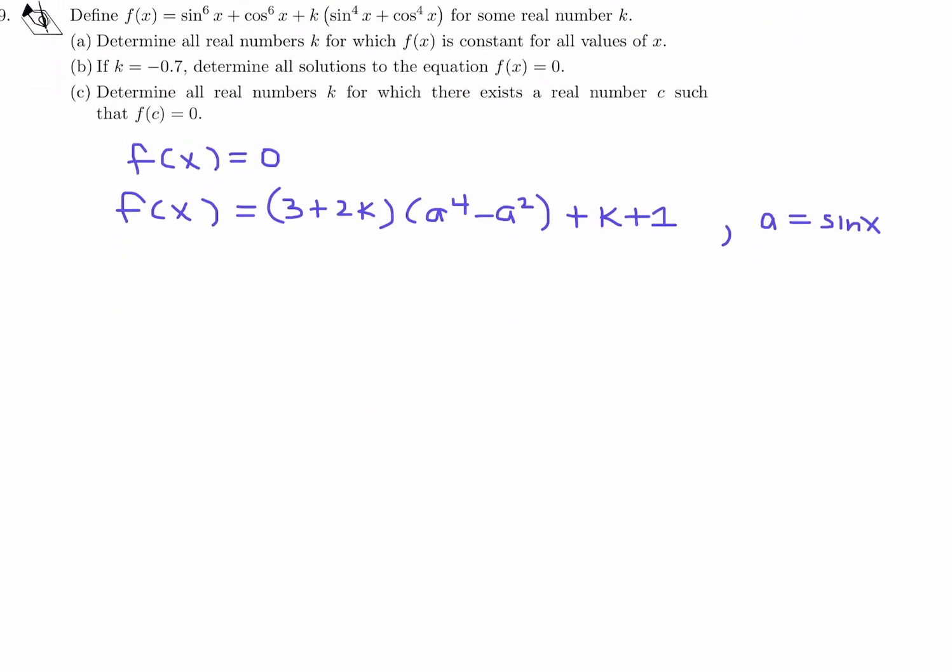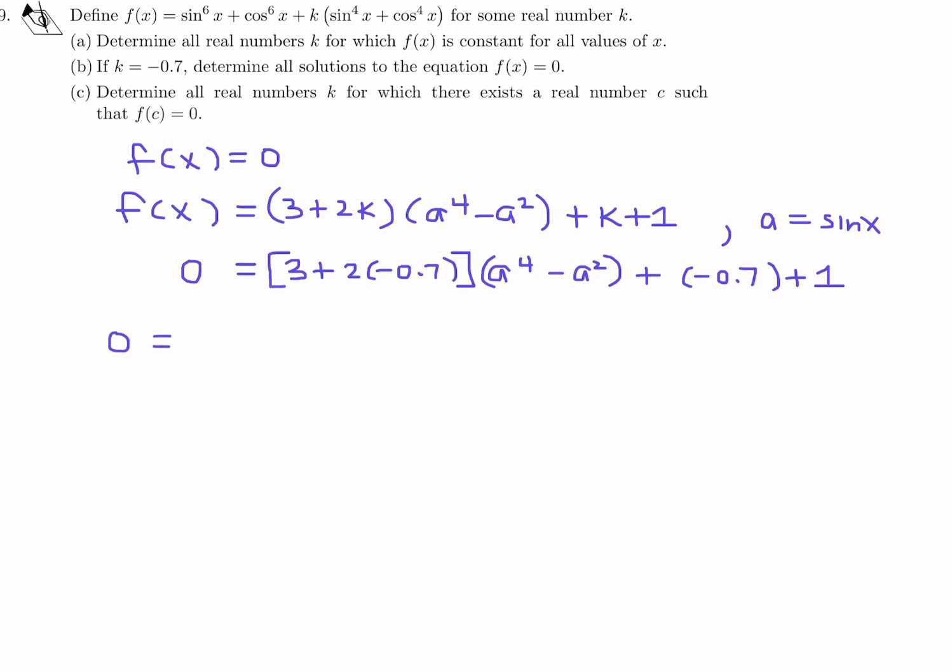Okay, so here we go. Good news is they tell me that f of x is going to be 0. And they also give me the value for k. So this becomes 3 plus 2 times minus 0.7. And the rest is just a to the fourth minus a squared, and this is going to be minus 0.7 plus 1. All right, so if you simplify this, you will get 1.6 times a to the fourth minus a squared plus 0.3.